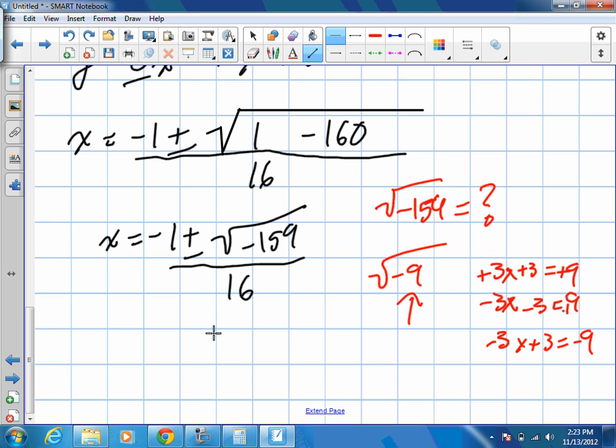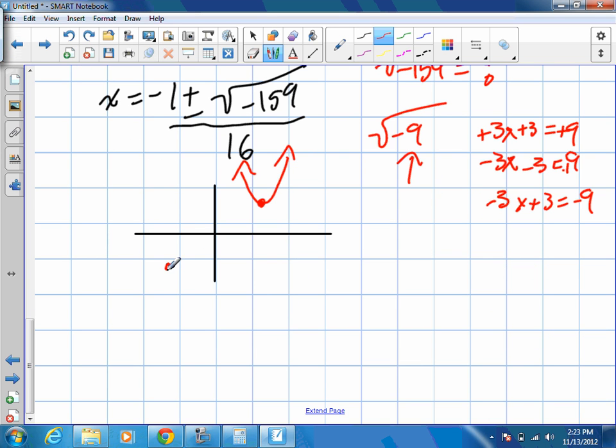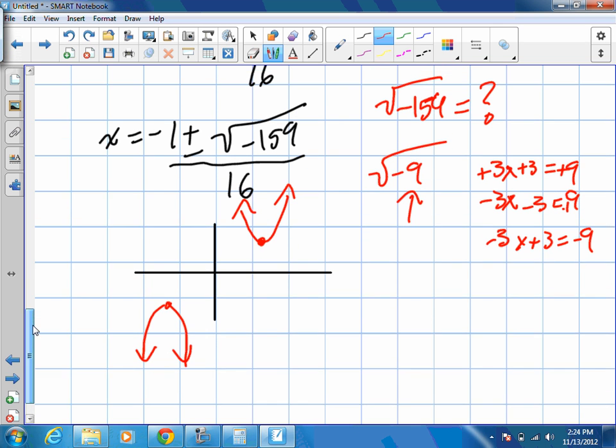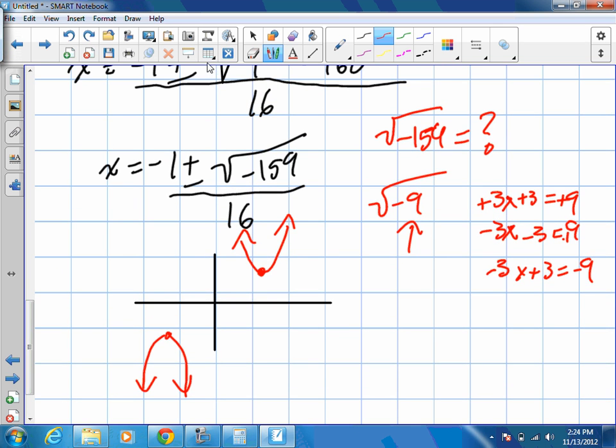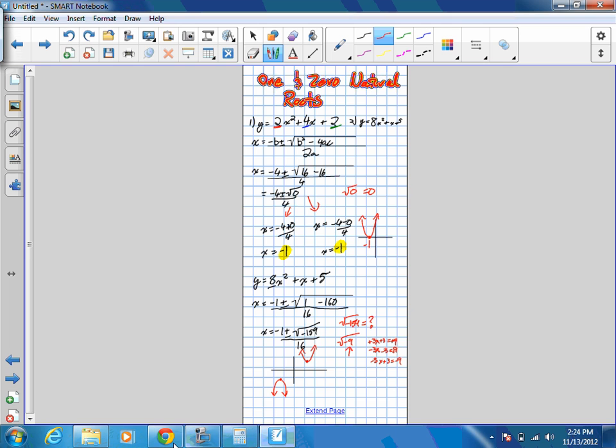What does that mean in terms of a parabola? What about the vertex? If I have a vertex up here, which way is this parabola facing? Down. That means it's not crossing the x-axis. And if I have a vertex down here, it's facing downwards. So it's not that it's not a parabola, it just never crosses the x-intercepts, or the x-axis. There are no real roots. That would be our answer: no real roots for this. Leave it.